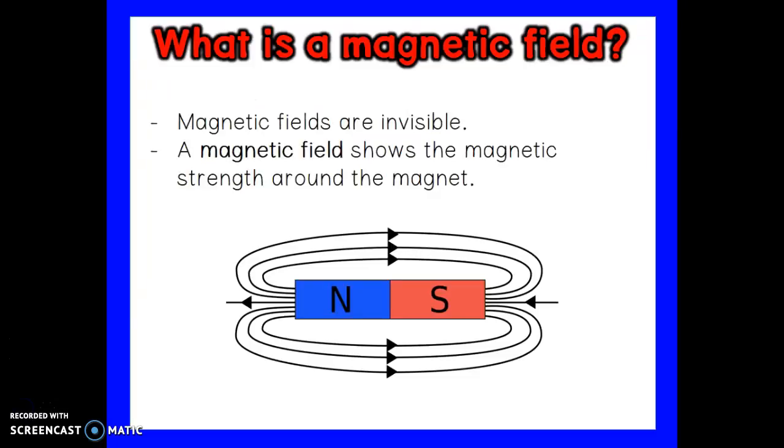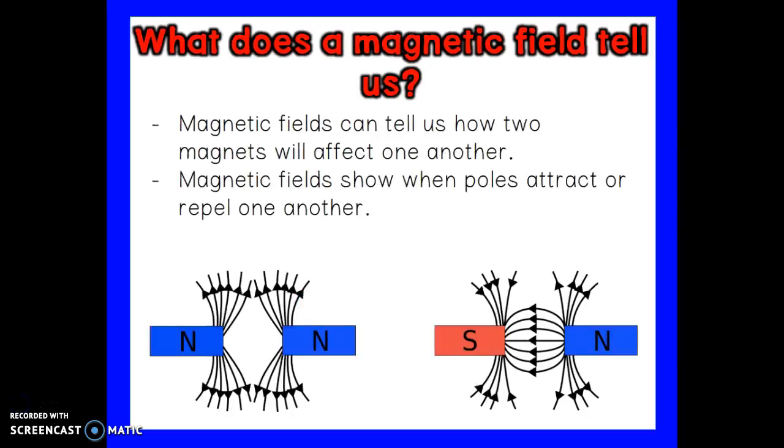What is a magnetic field? Each magnet has an invisible magnetic field around it. This invisible field shows the magnetic strength around the magnet. Magnetic fields tell us a few things. They tell us how two magnets will affect one another. They also tell us when poles attract or repel each other.